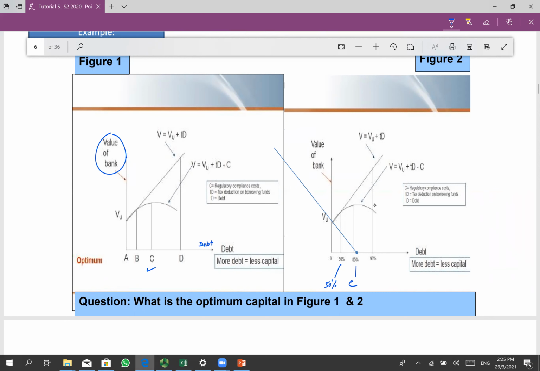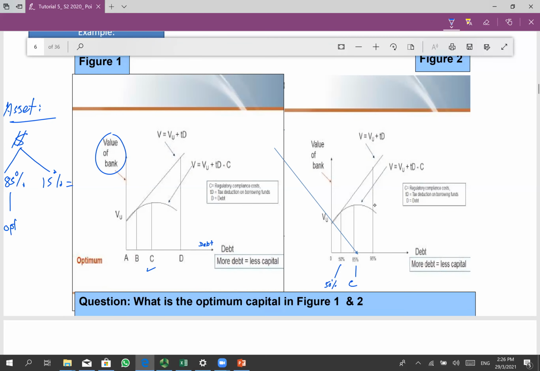What is my target capital? You are now in position to tell me what is my target capital. My debt is 85%. My assets, this is a very technical issue which I want you to understand. My asset is $1, right? This $1 is coming 85% from debt, and it is optimal. How much is my capital? 15%.